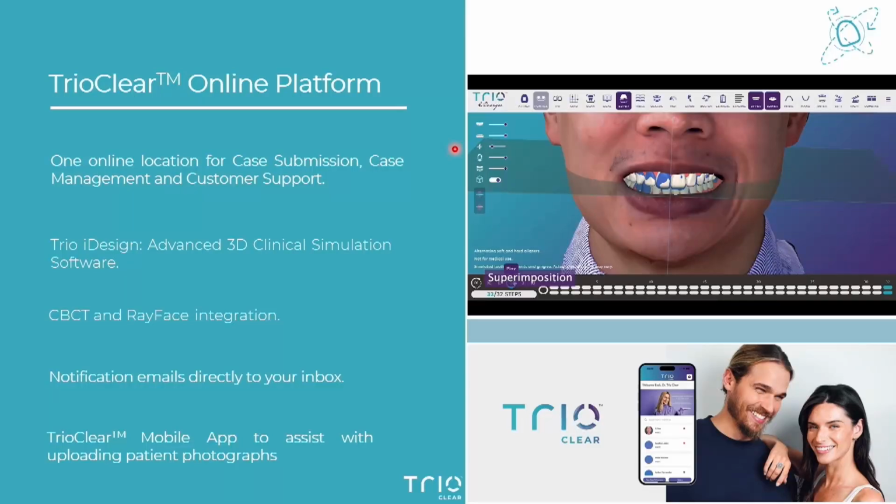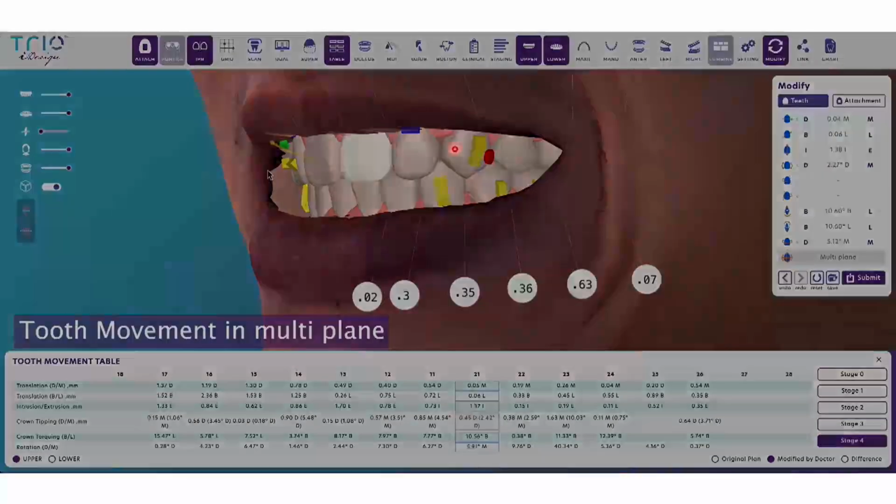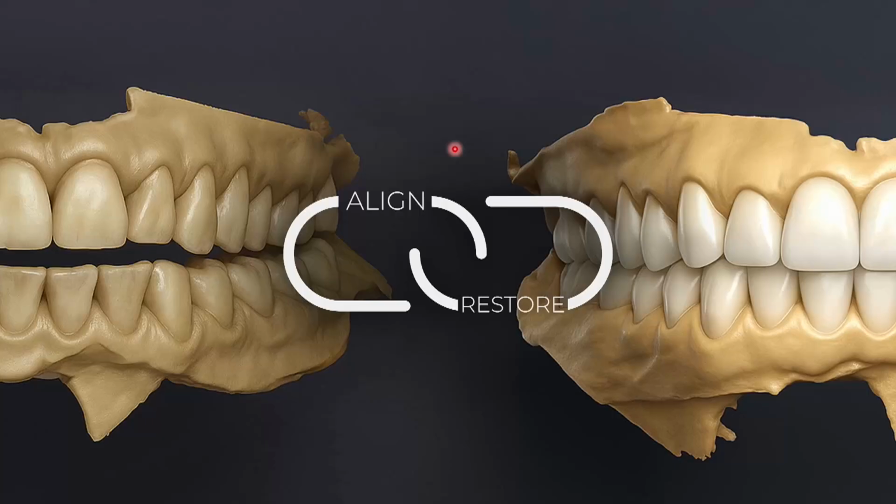And for those who are really quite techie, there is a mobile app to assist with the uploading of patient photographs. I have used it a number of times and it is excellent. If you like to do your own plan amendments, the system will let you do that. If you don't like to do that and just prefer to be descriptive about it, then you can also do that yourself.